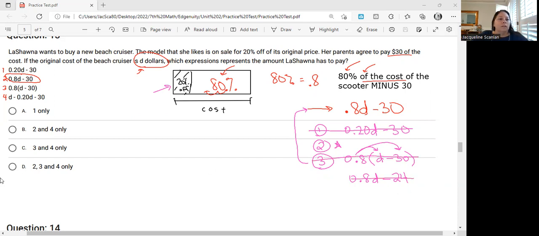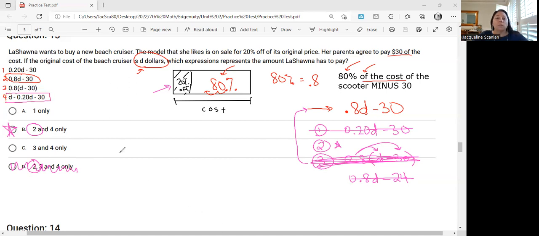So just by process of elimination, I do have to worry because 2 is correct. We know 2 is right. And the answers with 2 in them are 2 and 4 only, or 2, 3, and 4 only. And we know it can't be 3. We've already eliminated 3. That means this isn't a possible answer. So the correct answer has to be B. Let's just take a look at answer choice number 4 and make sure we understand why it is correct.